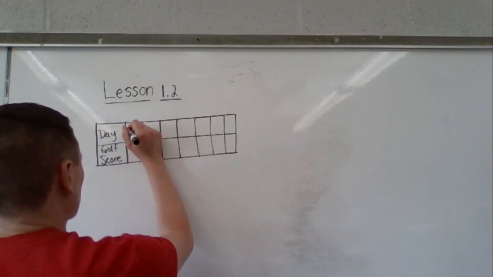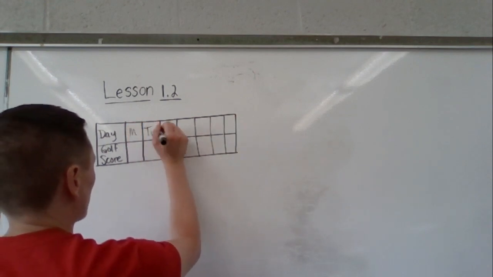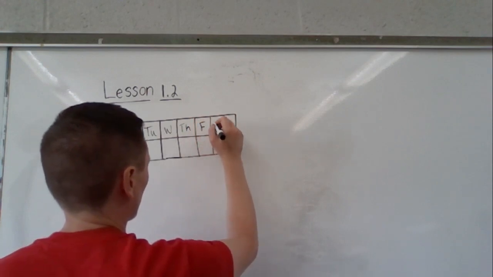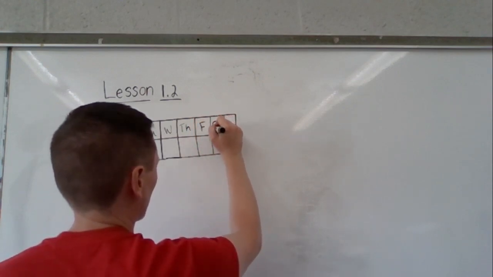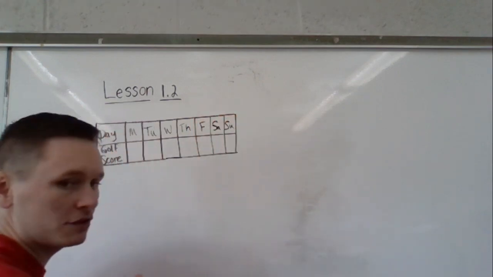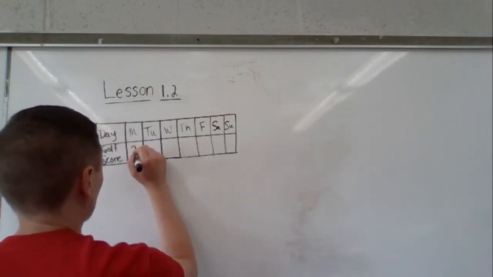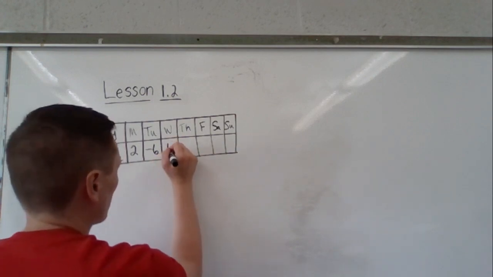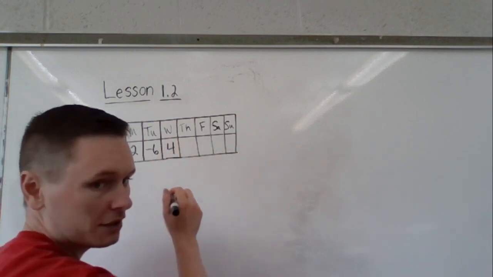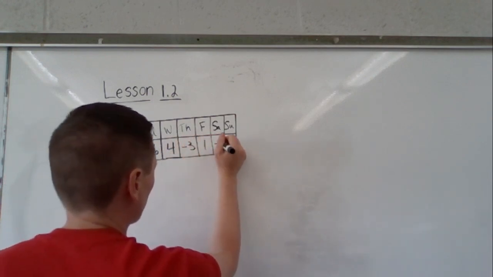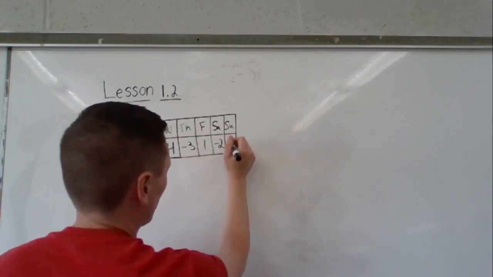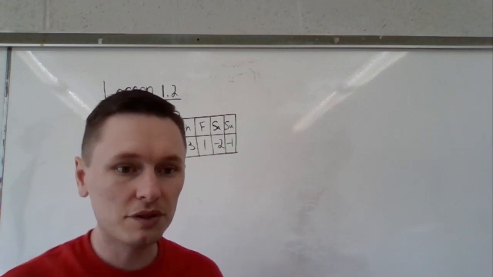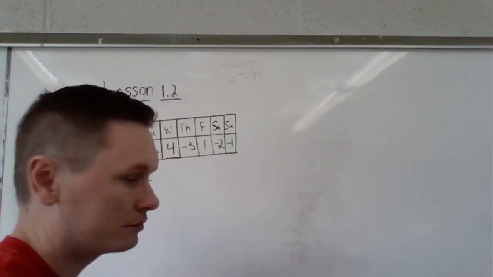Looking at this problem, we'll do Monday, Tuesday, Wednesday, Thursday, Friday, Saturday, Sunday. And his golf scores were the following: +2, -6, 4, -3, 1, -2, -1. Okay. So now we want to graph these numbers on the number line.